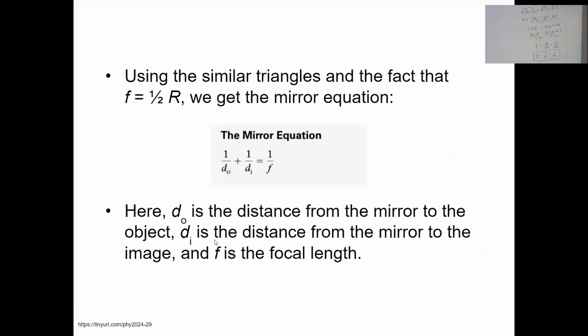So we arrive at this equation over here, with DO being the distance from the mirror to the object, DI the distance from the mirror to the image, and F the focal length. This also applies to convex mirrors.